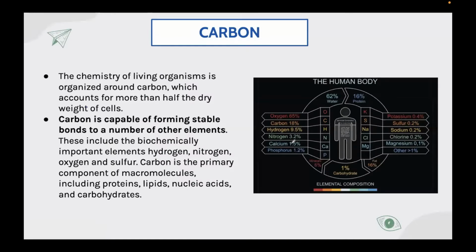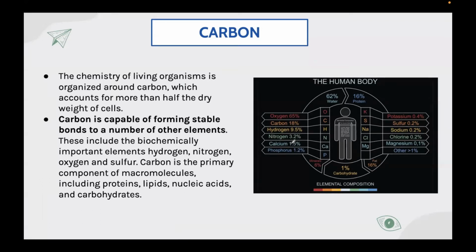The chemistry of living organisms is organized around carbon, which accounts for more than half the dry weight of cells. Your carbon is an abundant element in our body. It has 4 binding sites for other atoms, which makes it the key atom for organic chemistry. So, recall the differentiation between organic and inorganic chemistry. For organic chemistry, we're commonly dealing with compounds that contain carbon. In comparison, in inorganic chemistry, we're commonly dealing with compounds that do not contain your carbon.